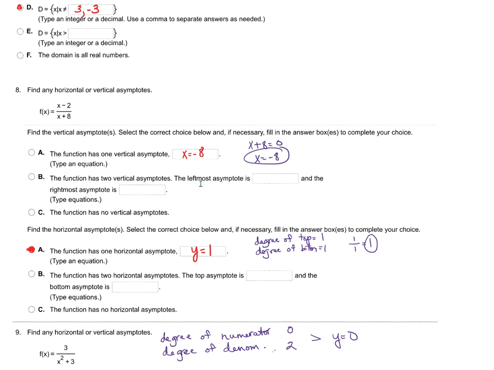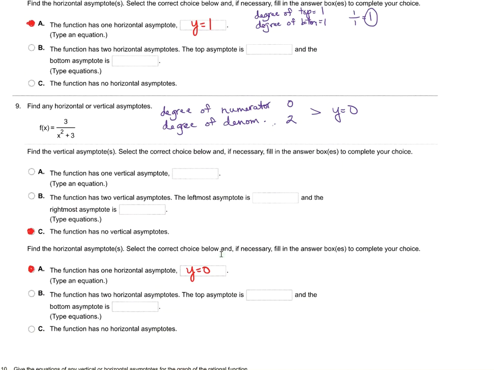All right, number 8. Same thing, we can begin to see our vertical asymptote is x equals -8. For the horizontal, the degree of the top is 1, the degree of the bottom is 1. And the coefficients here are 1. So y equals 1 is our horizontal asymptote. Number 9.